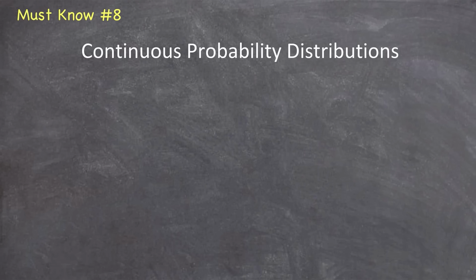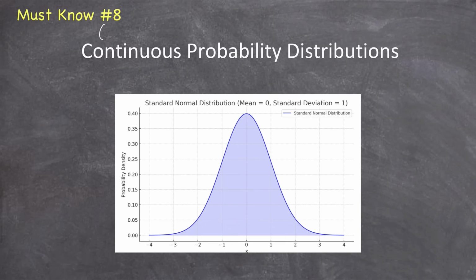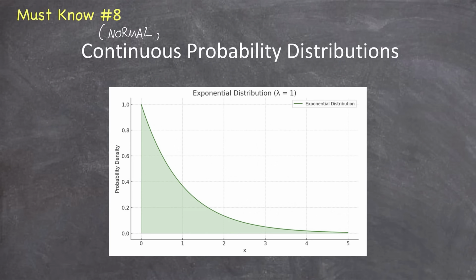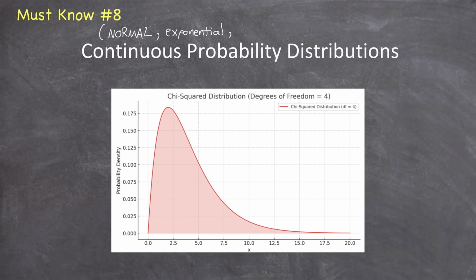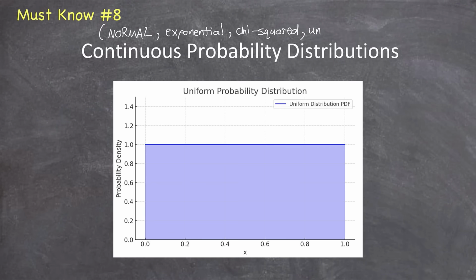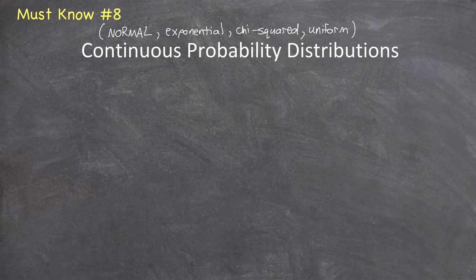Must know number 8. Continuous probability distributions. Now, there are lots of different types of continuous probability distributions. A few types are the normal distribution, exponential, chi-squared, and uniform. To explain continuous probability distributions to you, I'm just going to focus on normal distributions.